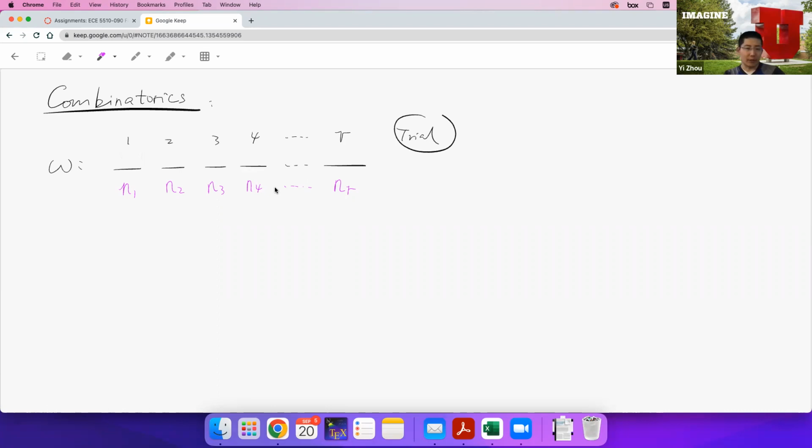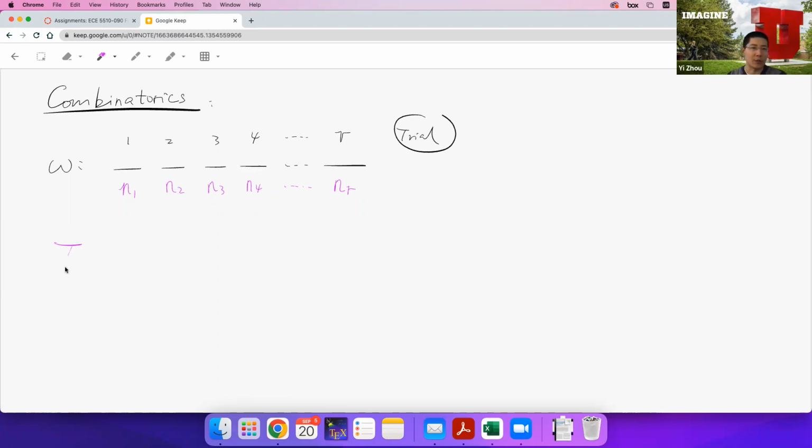So this is the basic combinatorics problem. The basic rule is to multiply everything together, because every single outcome in each trial is possible to be combined with all the other outcomes in all the other trials.